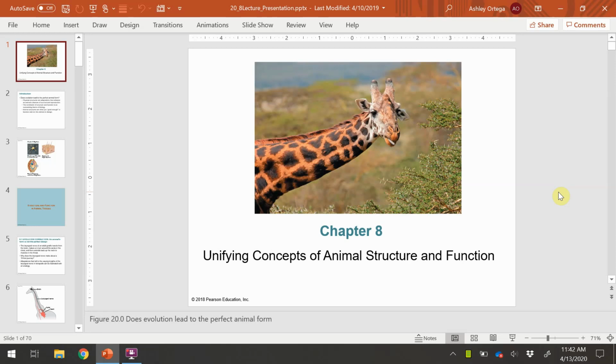Everyone, Mrs. Ortega here. We are going to take a look today at Chapter 8. So in Chapter 8, we'll look at unifying concepts of animal structure and function. Essentially, we're going to look at what all organisms, all animals in particular, are made up of, their organs, organ systems, tissues, and the sort. So let's go ahead and take a look here.